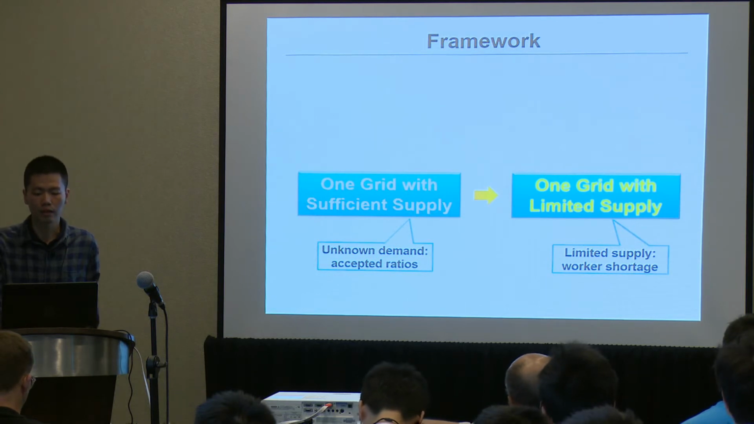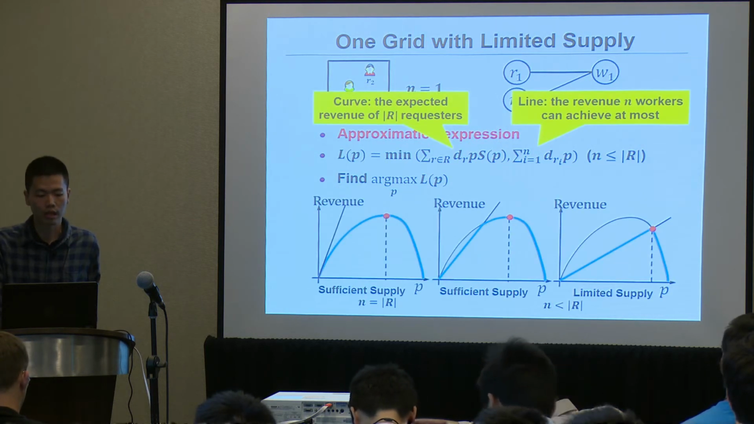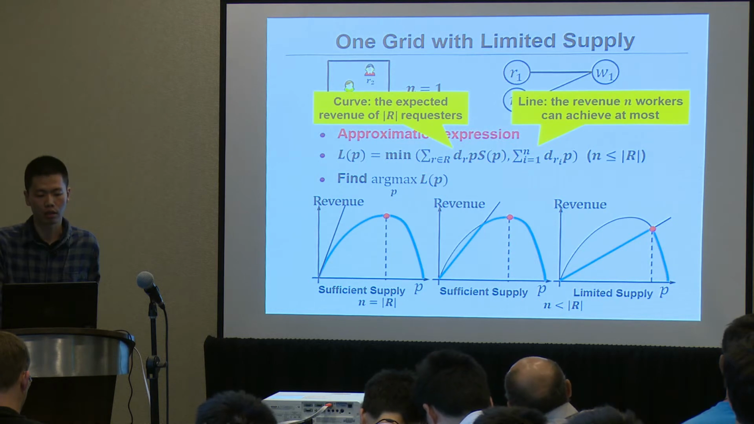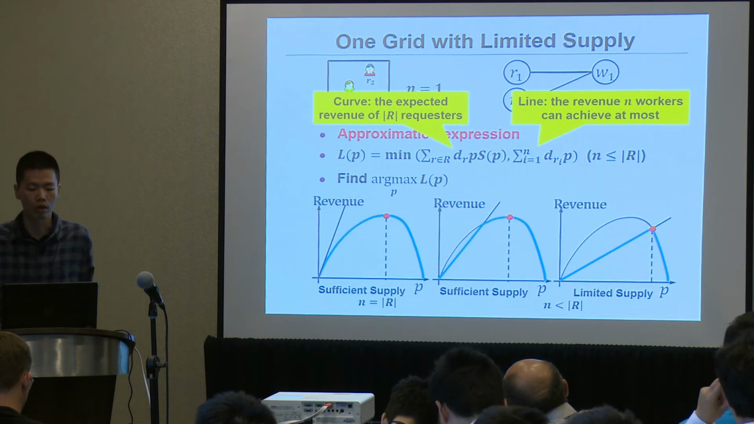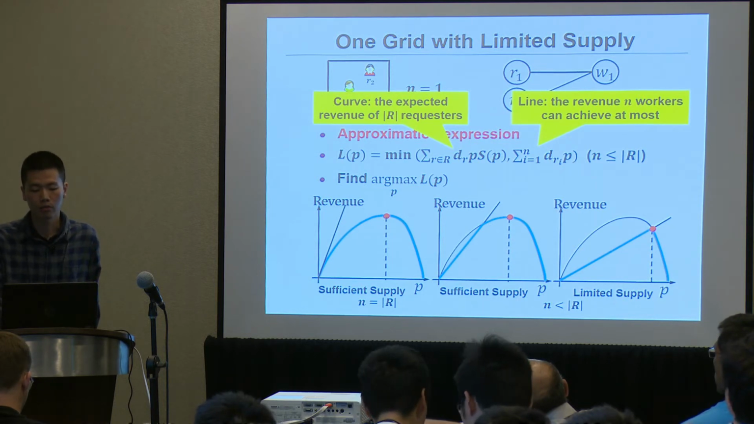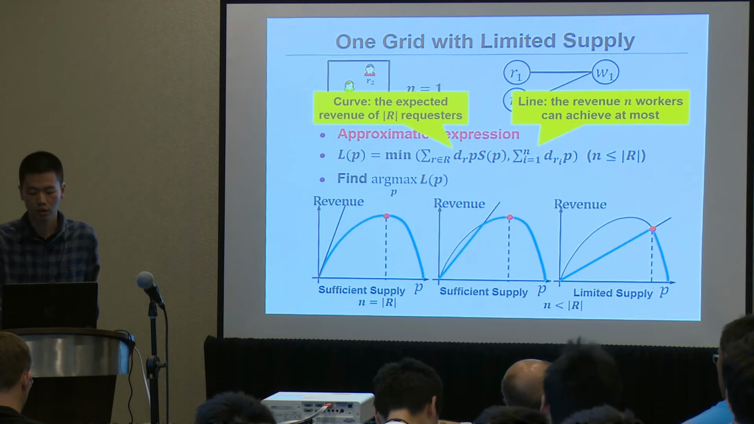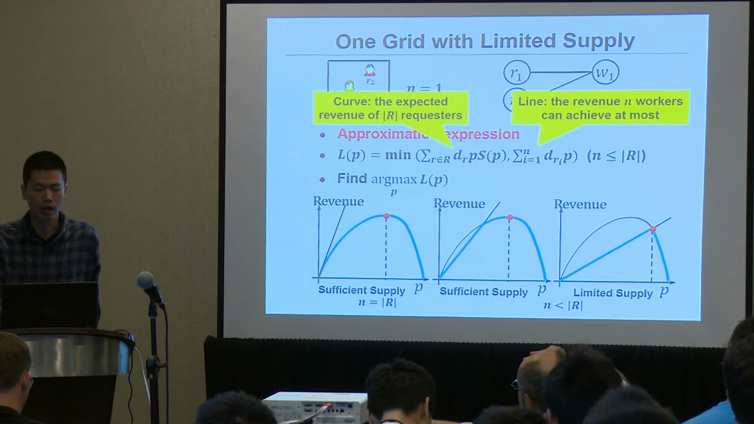But if the supply is limited, there's no such concise expression. We use an approximation. The first term inside min represents the expected revenue of R requesters, and the second one represents the revenue N workers achieve at most. There are 3 cases for different numbers of workers. Only the third one shows a limited supply, and the maximizer moves to the intersection, which means a higher price is more suitable here. As long as the number of workers is clear, we can always find the maximizer.